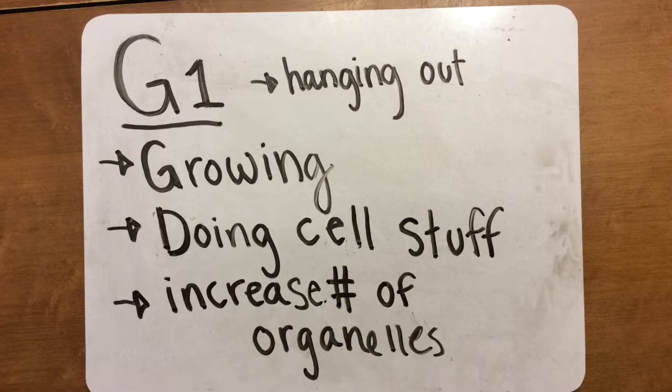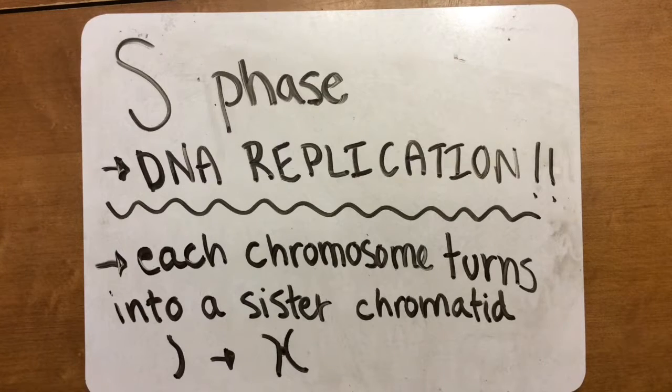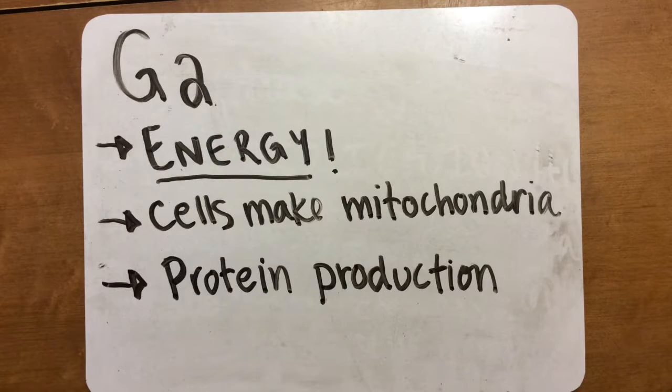The first and longest part of interphase is the G1 phase. This part is just a cell being a cell, growing, hanging out, increasing the number of organelles, and doing its function in the body. The second part of interphase is S phase. The main thing that happens in S phase is DNA replication as each chromosome turns into a sister chromatid. The last phase of interphase is the G2 phase. This part is used for the creation of energy required for mitosis. The cell makes more mitochondria and protein for energy used in mitosis.